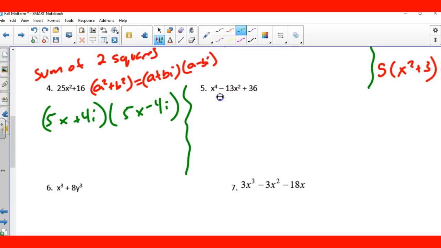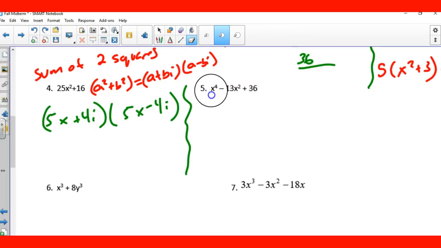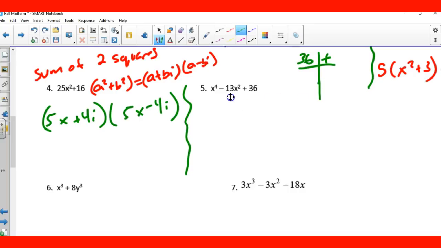All right, right here we have the leading coefficient of 1. So we're going to look at the constant. What are the factors of the constant? And this is only because the leading coefficient is 1, guys. If the leading coefficient is not 1, you can't do what I just did. So you have 36, the factors of 36, and the same factors have to add to give me negative 13.